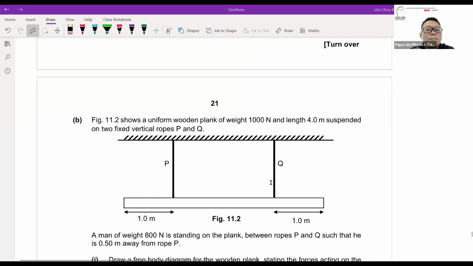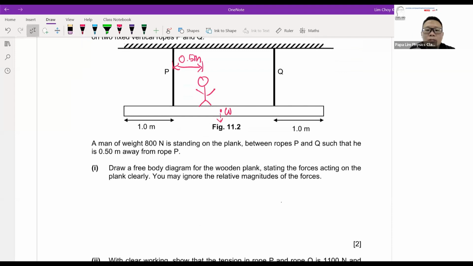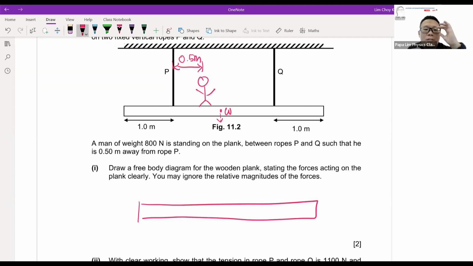Now part B is a moment question again, but now it's a plank. A uniform plank. Draw a free body diagram of the wooden plank, stating the forces on the plank clearly. So let's look at the plank itself, the forces on the plank.